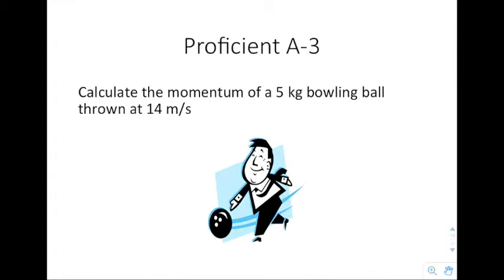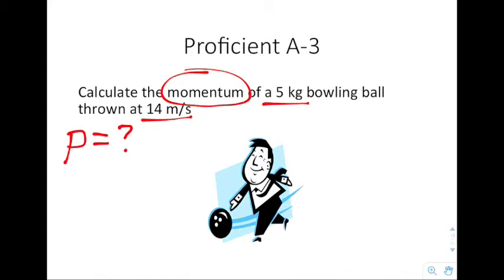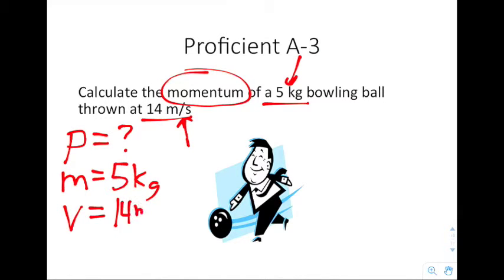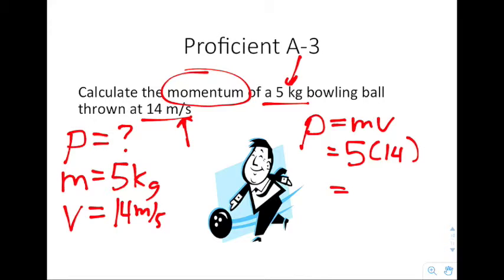It says calculate the momentum of a 5 kilogram bowling ball thrown at 14 meters per second. So remember, whenever you work these problems out, we're looking at the GUESS method. So we'd say, okay, I want to know the momentum because I circle what I want to know. Momentum is question mark. 5 kilograms is a mass, and I know that because I can look at it and say kilograms is a unit of mass. Meters per second is a unit of velocity, so I can say v equals 14 meters per second. My equation that I have is momentum equals mass times velocity. So now I can plug in, I can say 5 times 14, or when you multiply all this out, you get 70 kilogram meters per second.